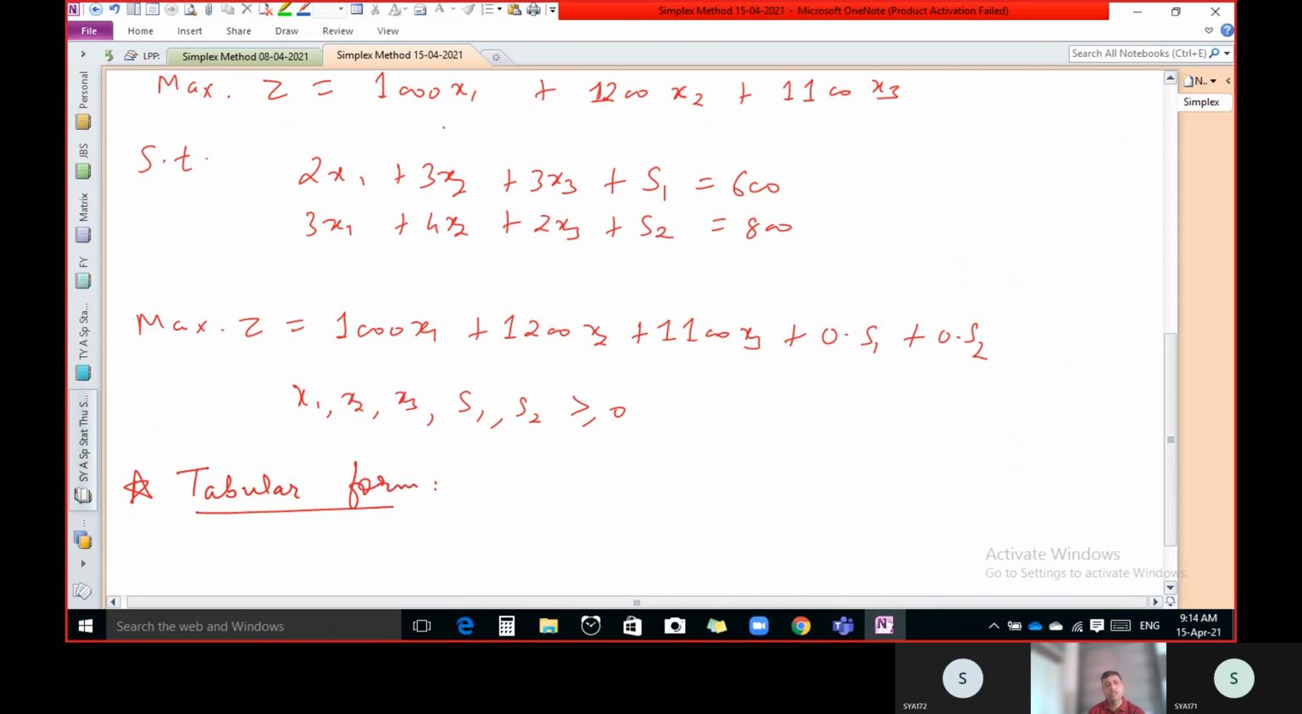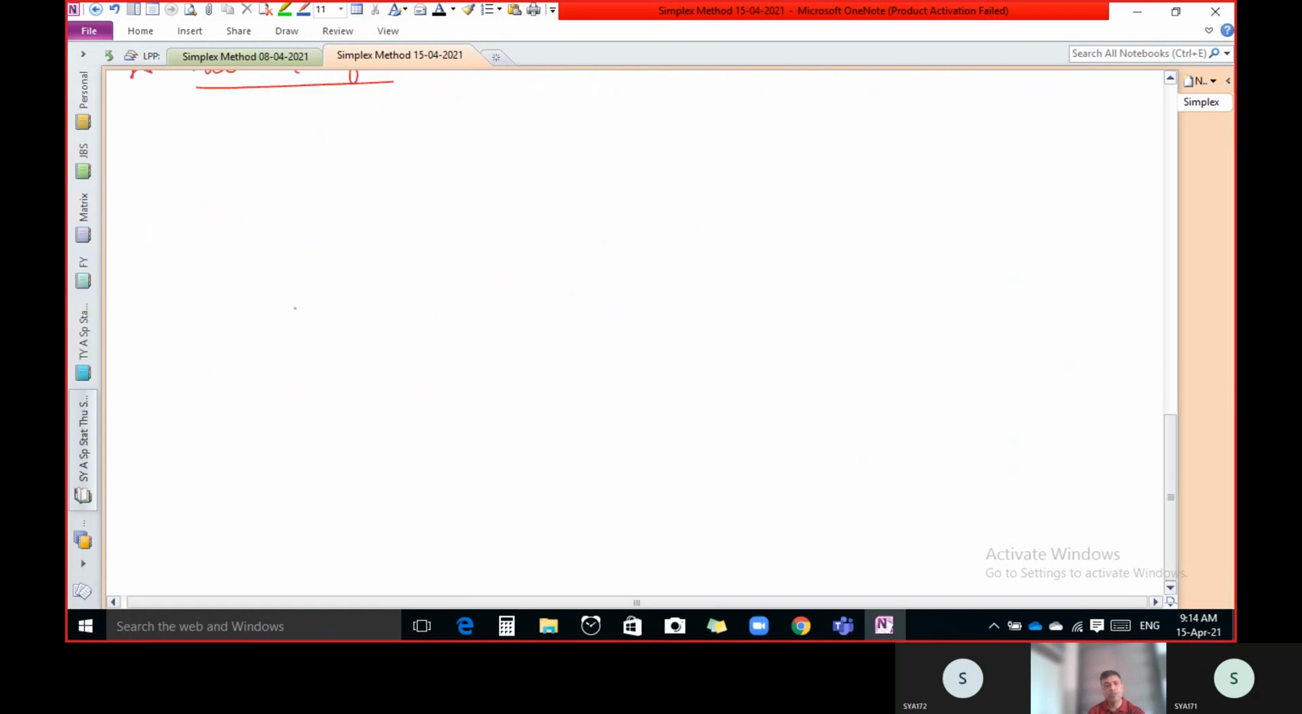So now let us convert this into tabular form. In tabular form, the format is fixed. You have to learn that format. The format is like this. Here you have to write basis, then you have to write CB, then you have to write XB.